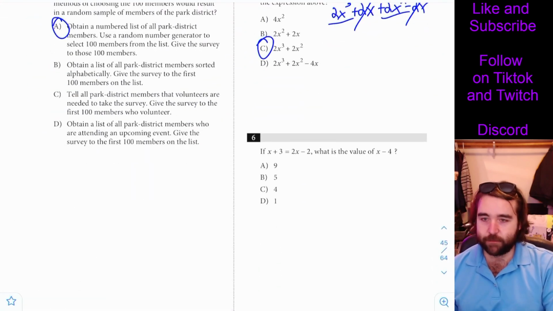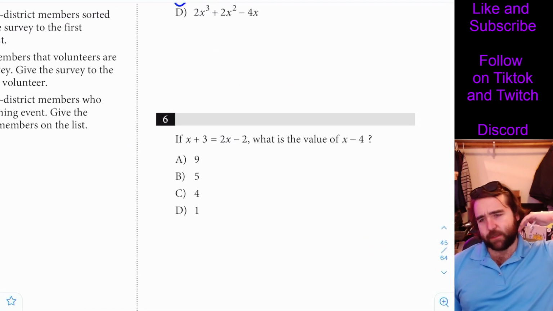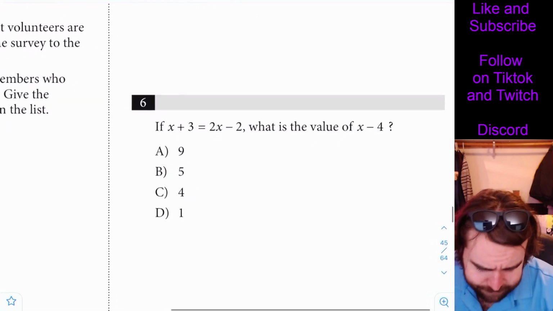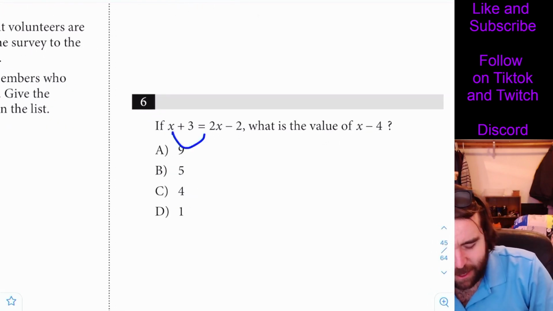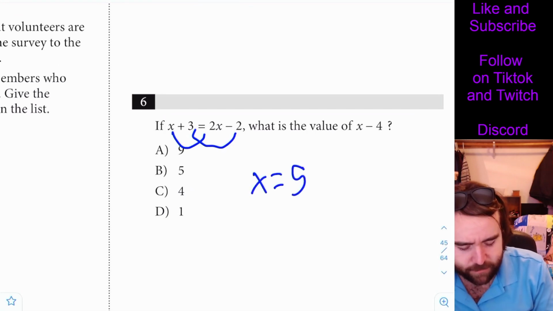Yeah, easy enough. This one. x plus 3 equals 2x minus 2. What is the value of x minus 4? I would try to use the trick I talked about last time, but as soon as we subtract x from both sides and add 2 to both sides, we just get x equals 5.